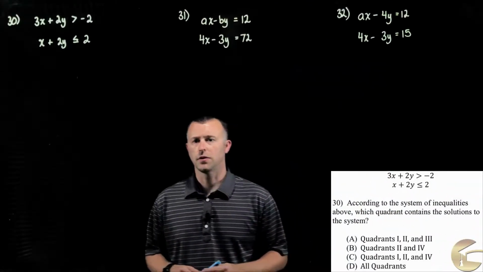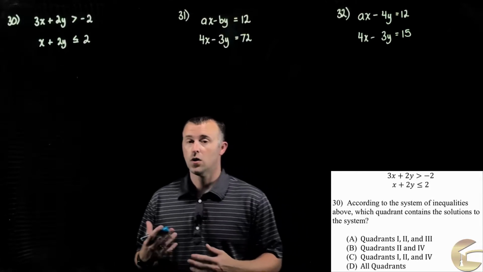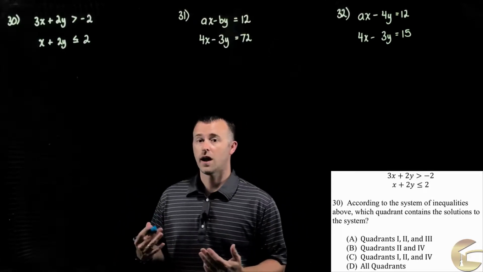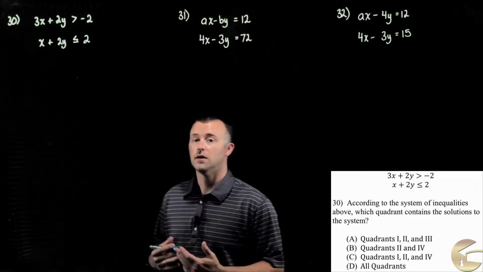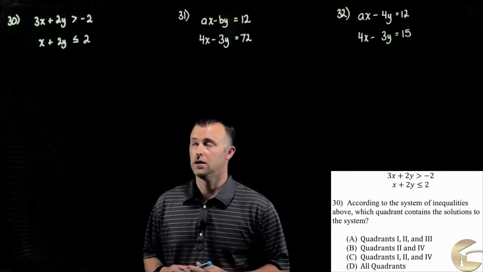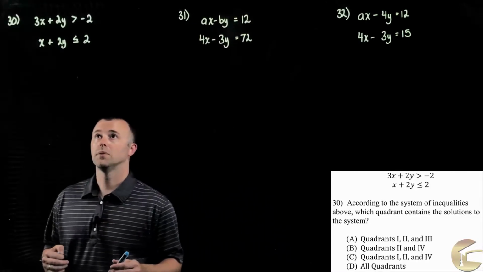All right, next up we got number 30. This is yet another problem that has a system of inequalities, which means we're most likely going to need to solve by graphing. This one's not asking for the minimum or the maximum solution. It's asking for the quadrants that the solutions lie in. So we need to solve by graphing, which means we need to set up our XY plane.